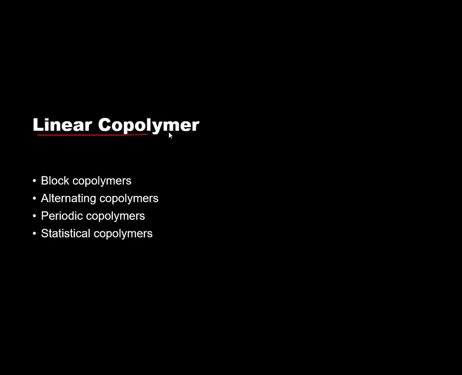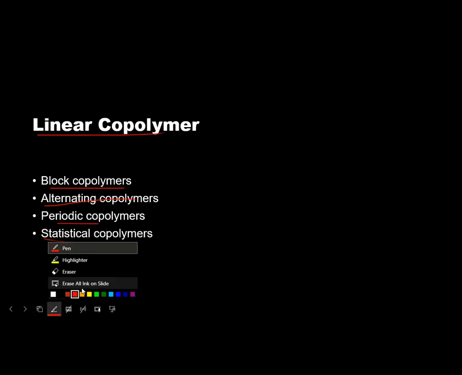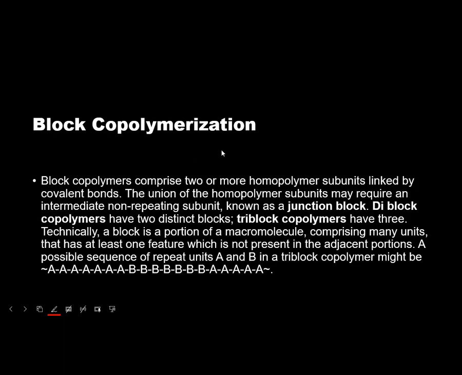Linear copolymers are of types where over here we are talking about block copolymers, alternating copolymers, periodic and statistical copolymers. So, block copolymerization. Block polymers comprise two or more homopolymer subunits linked by covalent bonds. The union of the homopolymer subunits may require an intermediate non-repeating subunit known as a junction block.